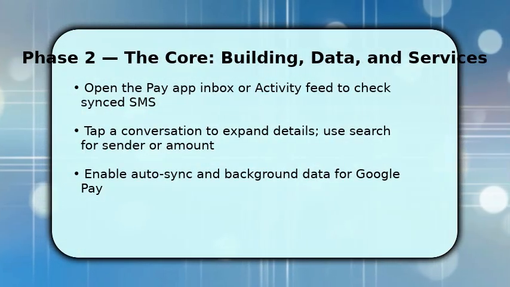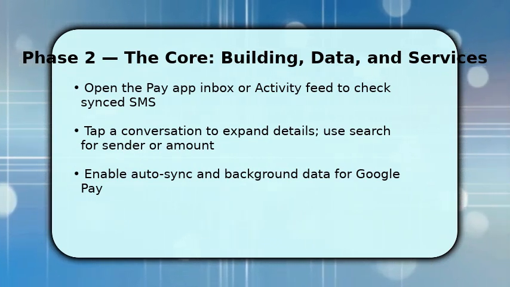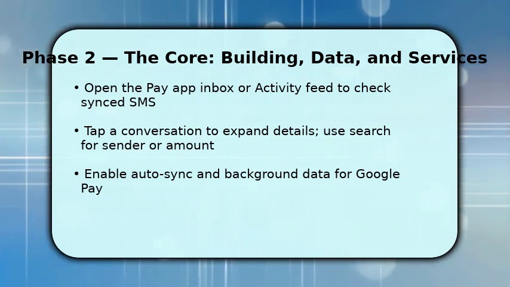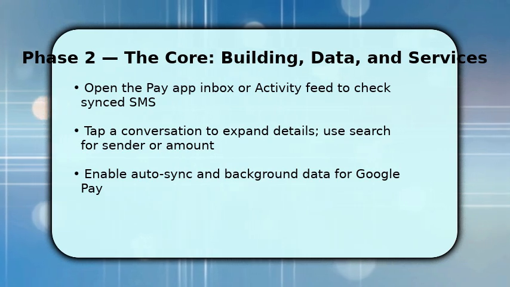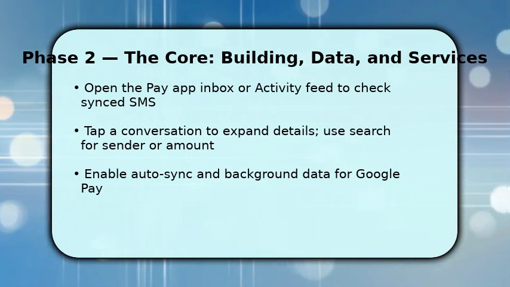Now you sync and inspect messages. Open the Google Pay inbox or activity feed. This is where transaction messages, payment requests, and receipts appear. Tap a conversation to expand details, because that reveals payment links or verification codes.